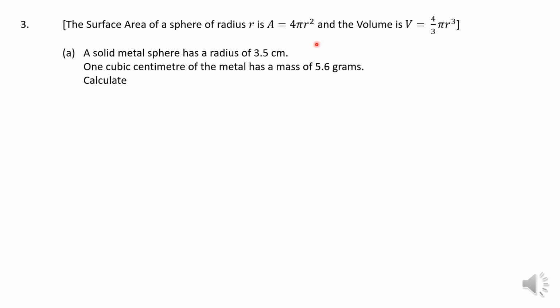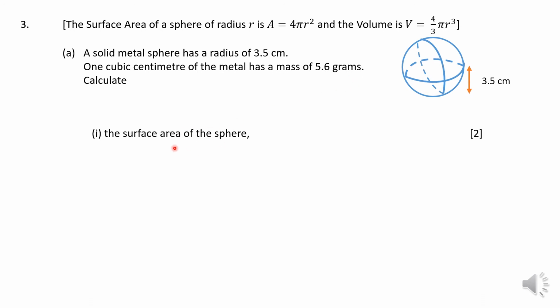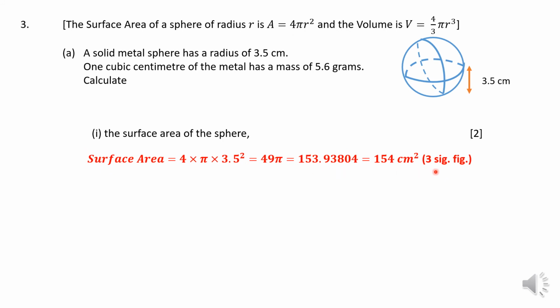They are saying here a solid metal sphere has a radius of 3.5 centimeters. I brought in a diagram for you to see. Then they say 1 cubic centimeter of the metal has a mass of 5.6 gram. They want you to calculate the surface area. This one is straightforward. You use the formula for pi r squared with the radius of 3.5. No problem. You then find 154 square centimeters, correct to three significant figures.